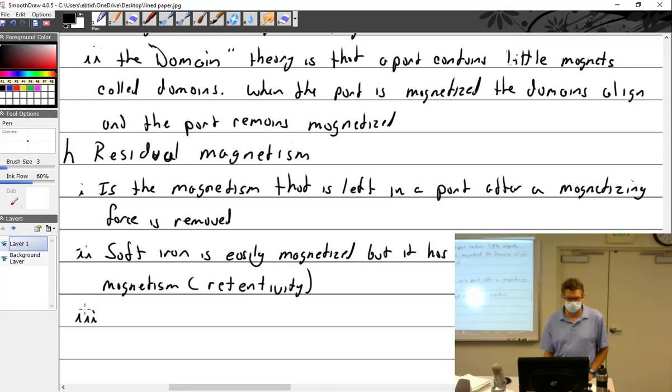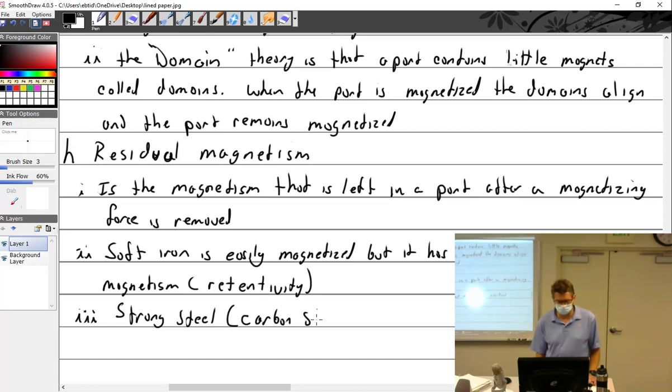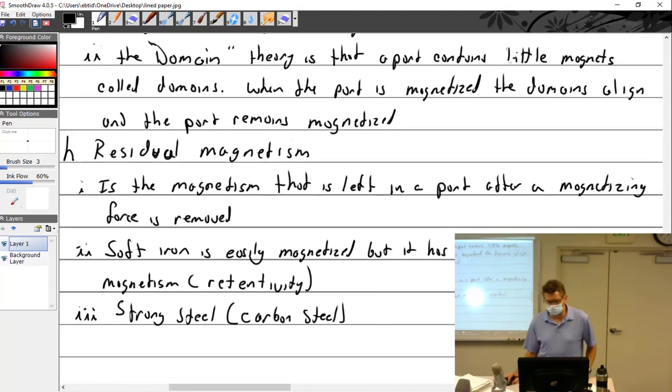But on the other hand, strong steel. And where do we get strong steel from? Not all steel is the same. You've got some soft steel, you've got hard steel, you've got really hard carbon steel. All steel really has some carbon in it, but the more carbon you add to steel, the stronger it gets, but it gets brittle at a point. So strong steel, carbon steel, is much more difficult to magnetize.